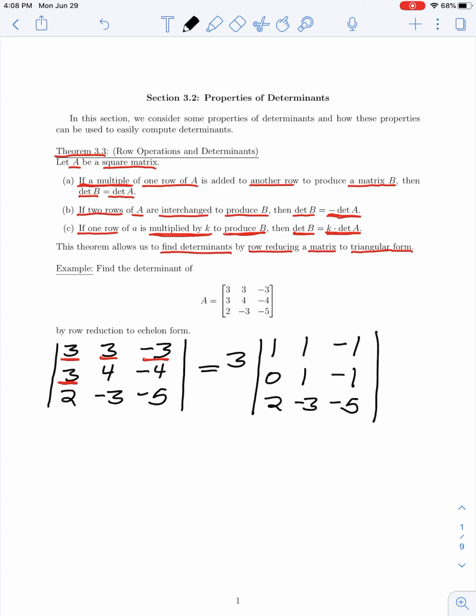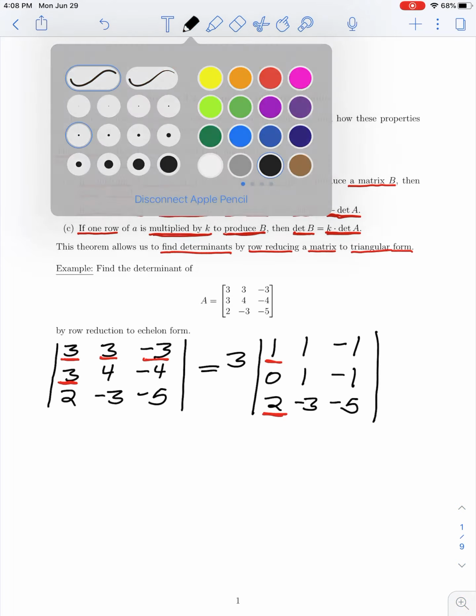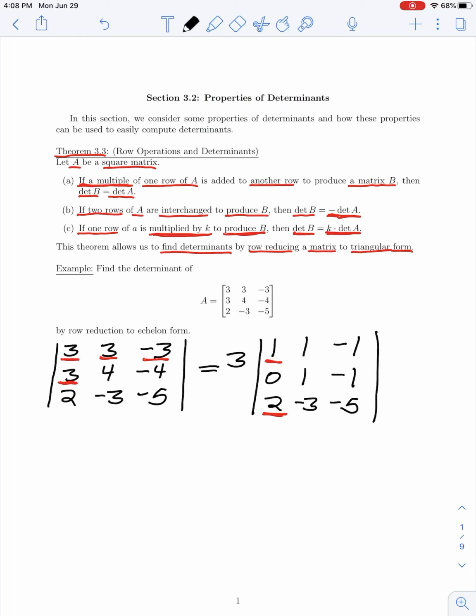So at this stage, I have a 1 as the lead coefficient in my first row, 0 below it, and then I need to eliminate this leading 2 in my third row. So to do that, I could multiply my first row through by negative 2 and add it to the third row, and let's see what that gives us.